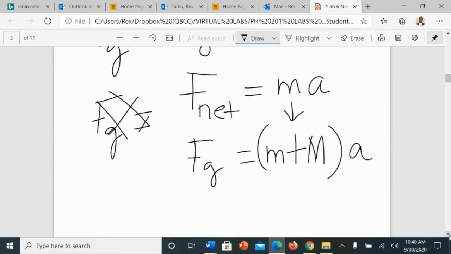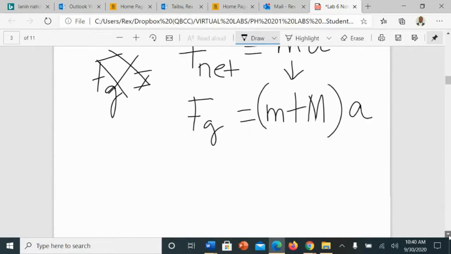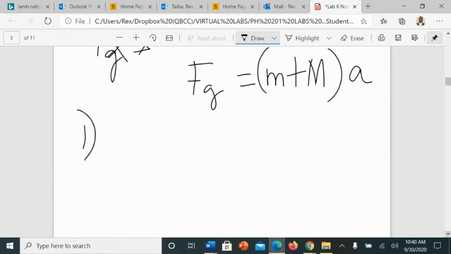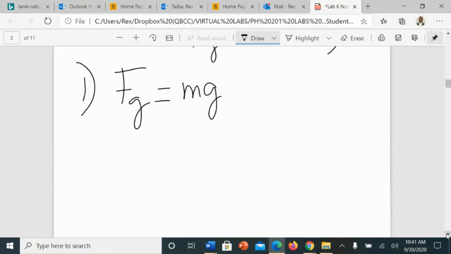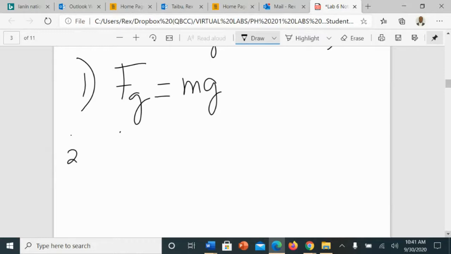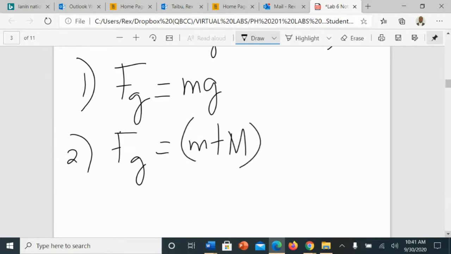So there are two ways to understand the gravitational pull downward. One, the gravitational pull downward is just given by little m times g. That's the force of gravity due to the small mass. But at the same time, we can write Fg as the total system mass, the total mass, times the acceleration of the system.